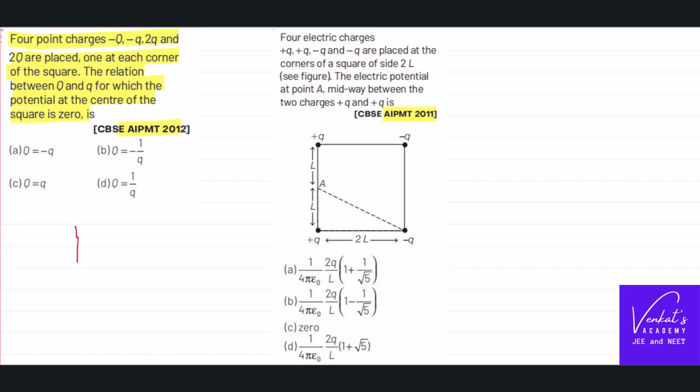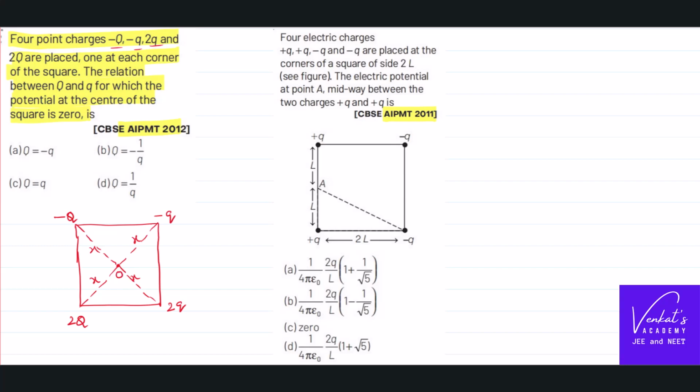He is saying there is a square. Let me draw a square. At the four corners of the square, four charges, that he has given for us, are placed. At the center of the square, whatever may be the distance, I need not calculate the distance. From each corner to the center, the distance is fixed. All are the same. So this is the center.